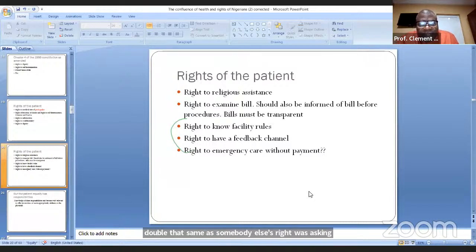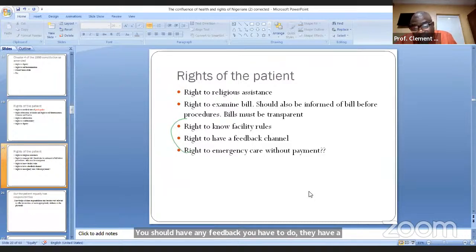Of course, billing will be transparent. Patients should know the rules in the facility. I just give you an example of visitors and all that. We'll close our ward by 6 p.m. to visitors. So your visitor cannot come by 7 when you are currently expected to come in. Then patients have a right to a feedback channel. You are managing a patient and the patient is not satisfied with your management. You should get feedback. Even when they are happy with you, they have a right to give feedback.